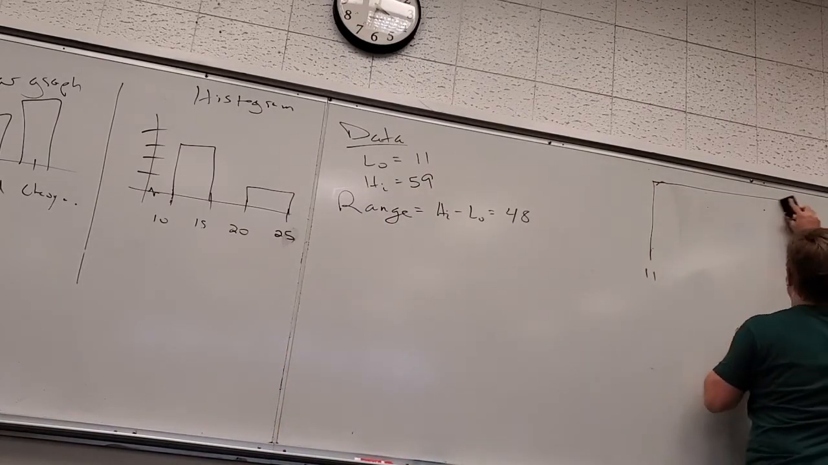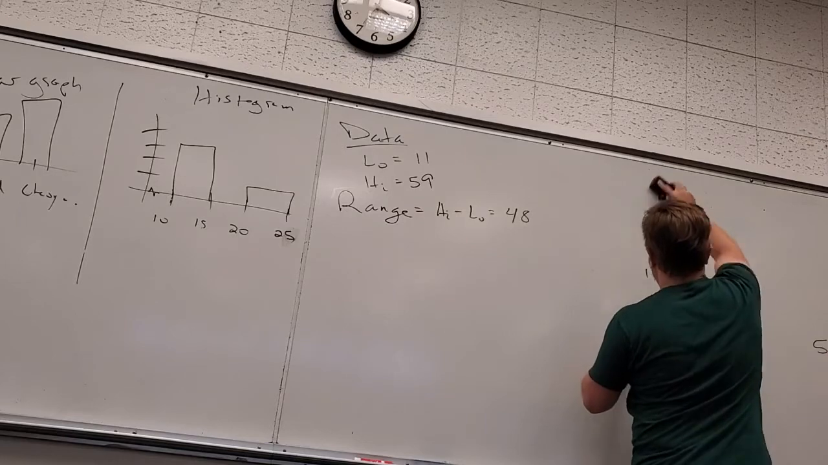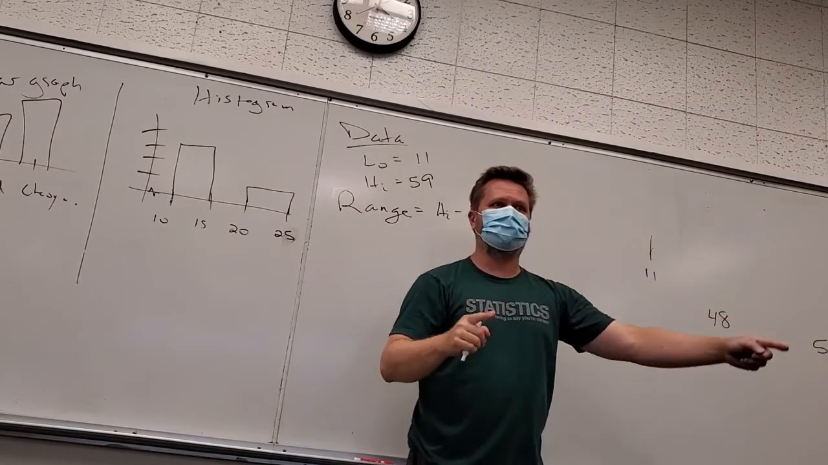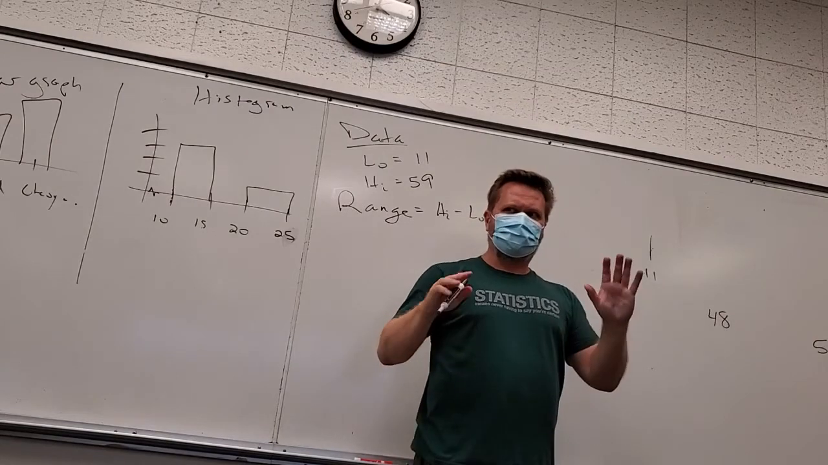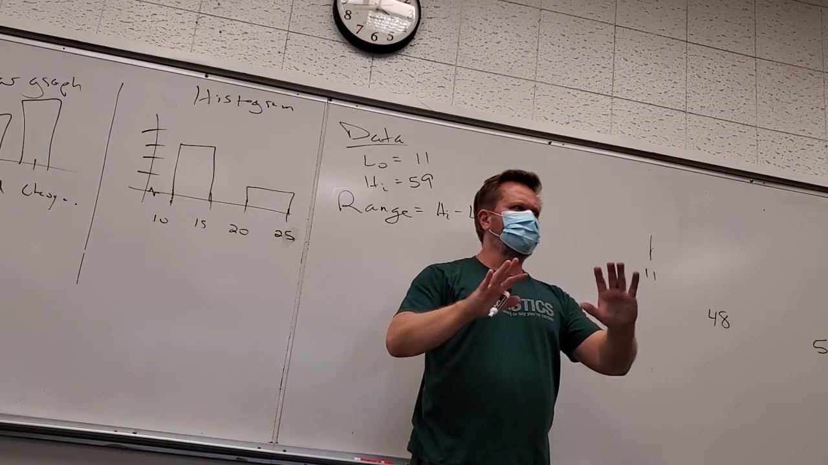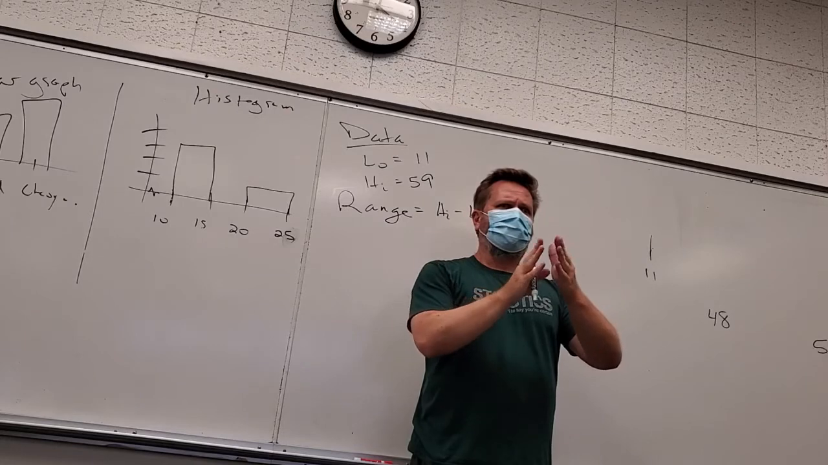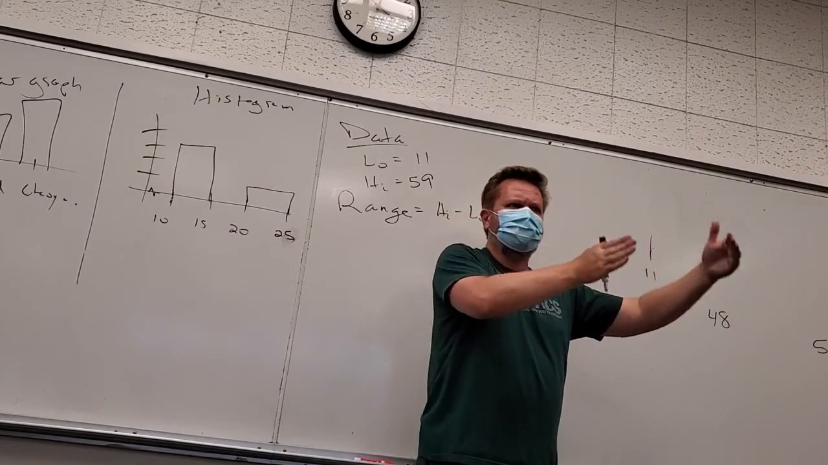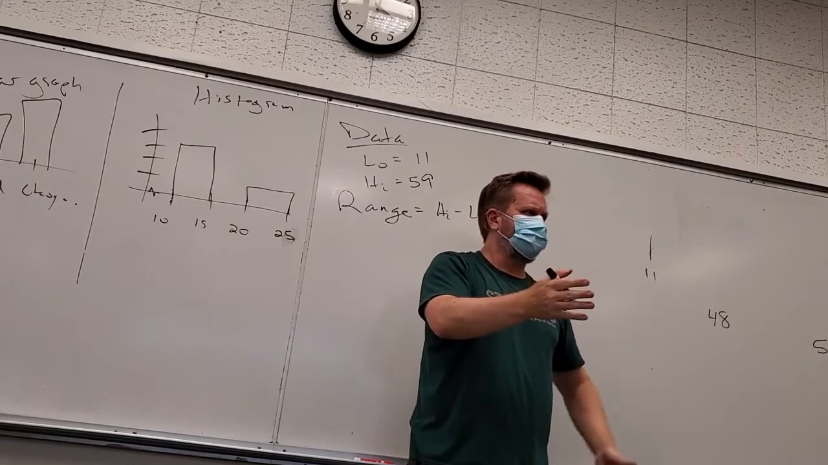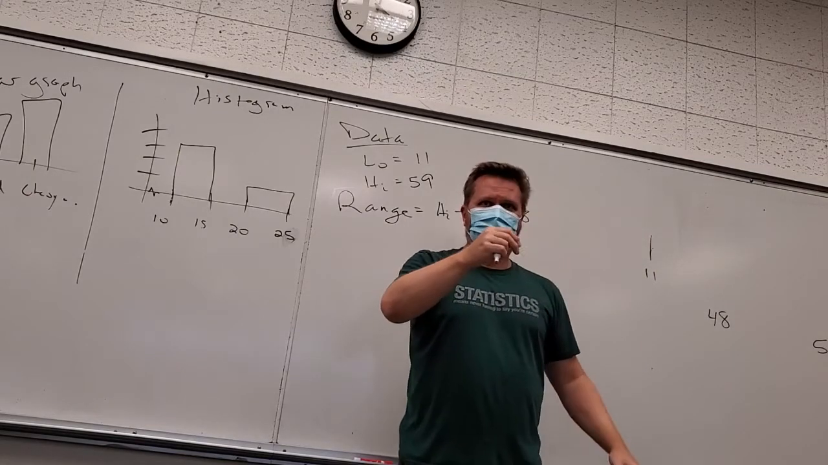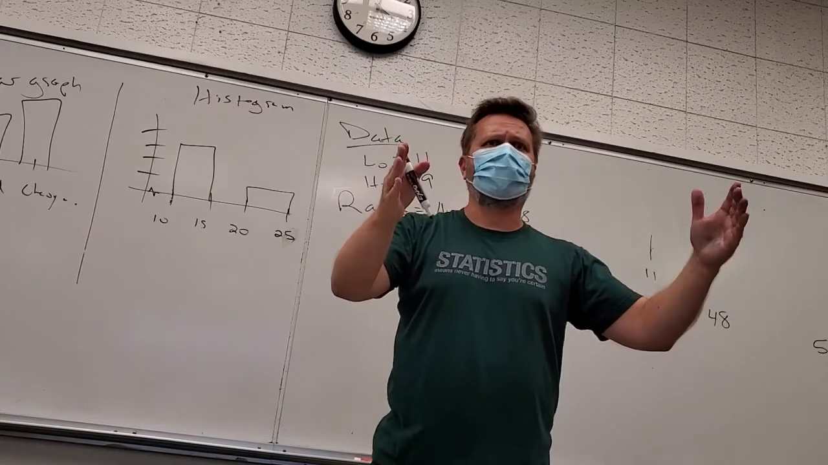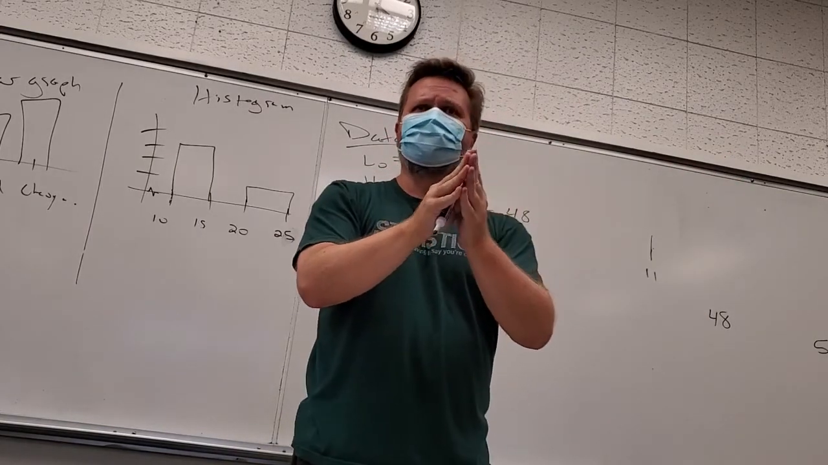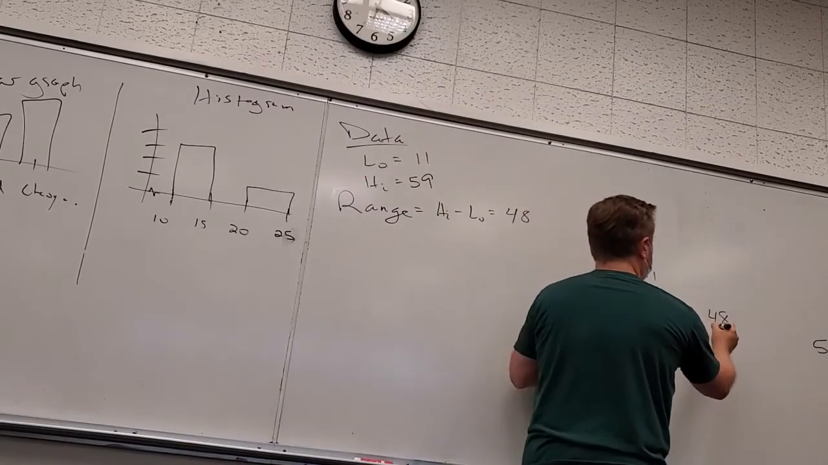So I've got to cover 48 using 5 steps, basically, right? Doesn't that sort of define a math operation? I want to break 48 up into 5 pieces, yes? And of course, what operation is that? How do I break 48 up into 5 pieces? Division. So what's 48 divided by 5?